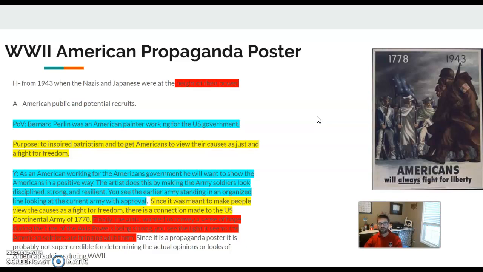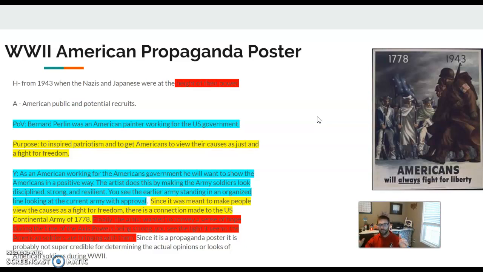The purpose was to inspire patriotism, to get Americans to think this is a fight for freedom, a very positive thing, a fight that is worthwhile. This is a really difficult time for America. You're coming a few months after Pearl Harbor. Again, the Japanese and Germans are at the height of their power. So those are some things we've got to keep in mind.